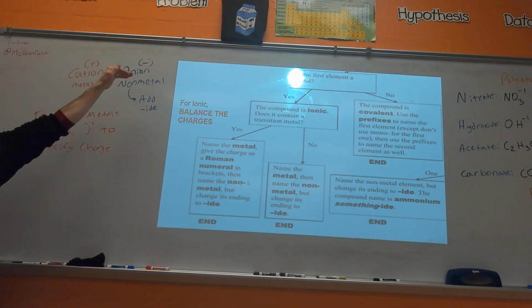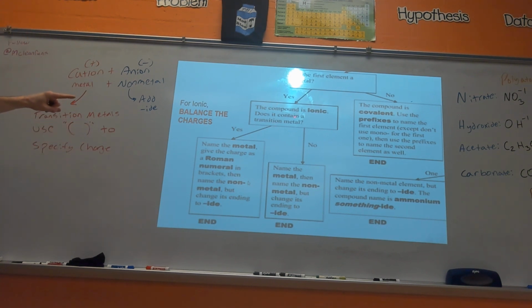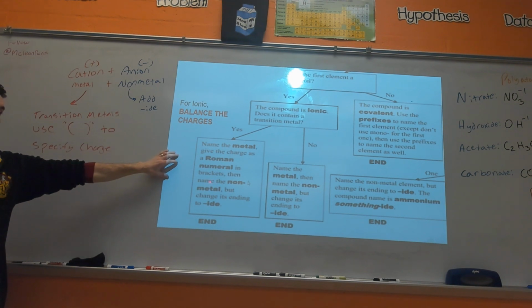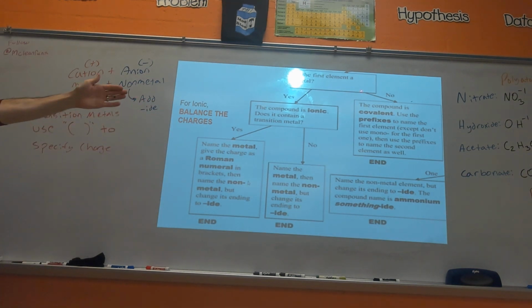So that after today, from now on, you're going to have to ask yourself, is the first element a metal? If yes, then it's going to be ionic naming, where you have to ask, is it a transition metal? If not, then you can just do your normal naming: name the metal, then the non-metal, and add "ide." If it's a transition metal, then you have to do the Roman numeral thing in parentheses to tell us what the charge is, and then make sure the charge is balanced. Now, if no, that's what we're talking about today.